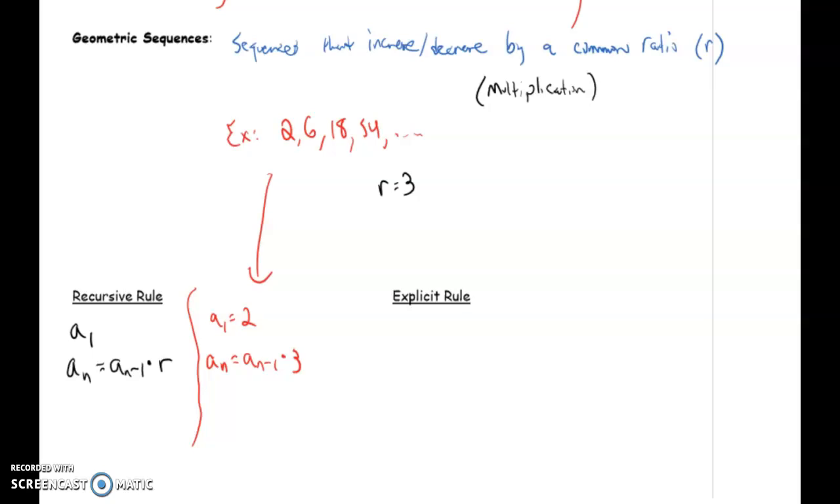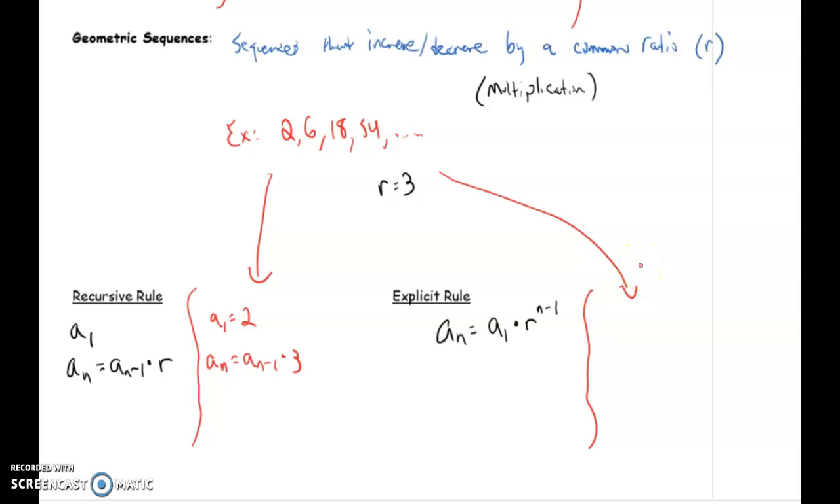If we want to write an explicit rule for a geometric sequence, we say that the nth term is equal to the first term times the common ratio raised to the n minus 1 power. So for example, if we want to write an explicit rule for this sequence, we would say the nth term is equal to the first term, which is 2, times the common ratio raised to the n minus 1 power. Notice if you let n be 1, you plug in 1 for n, and you get that a sub 1 is equal to 2. If you let n be 2, plug in 2 for n, and you get that a sub 2 is equal to 6, and so on and so forth.